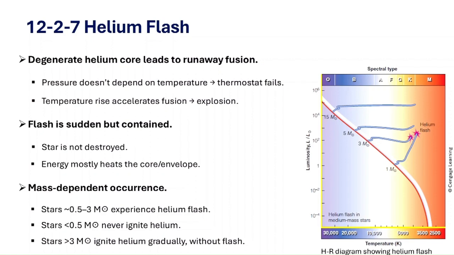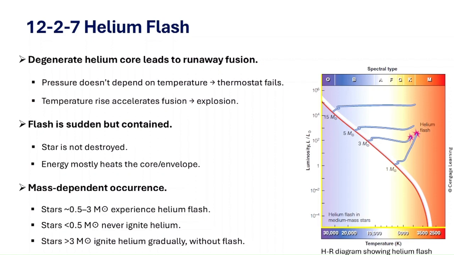Stars around 0.5 to 3 solar mass experience a helium flash, and stars less than 0.4 solar mass never get hot enough to ignite helium. And stars above 3 solar mass ignite helium gradually without a flash because their cores are already hot enough before degeneracy sets in. So whether a star flashes or not really depends on its mass, which is why the helium flash is mostly relevant for stars like our Sun.